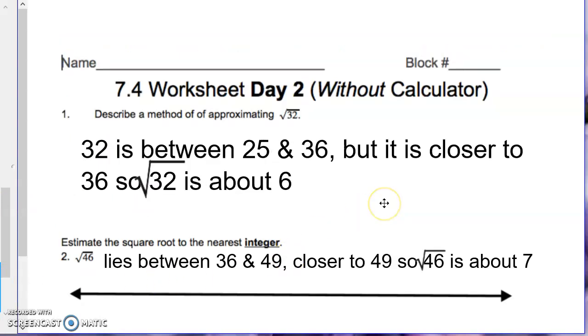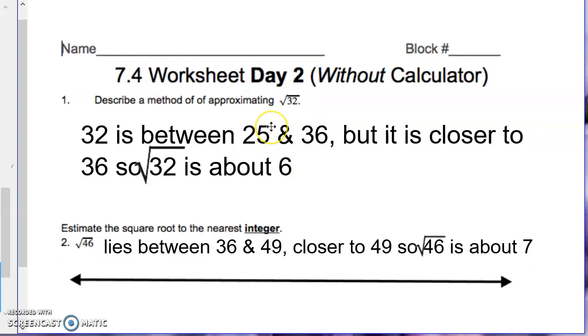Today's homework assignment is again a worksheet. And it does say on top that you cannot use a calculator. So let's try not to use a calculator for these unless you want to check your answer. You can use a calculator for number 10 if you would like, but I would really rather you do the approximations without a calculator. So question number 1 says describe a method of approximating the square root of 32.